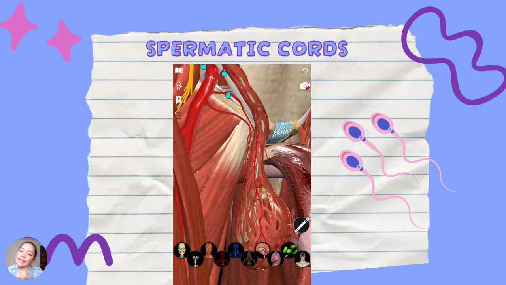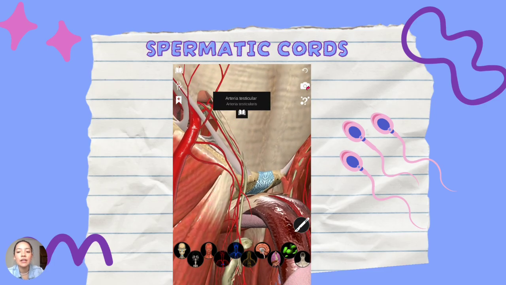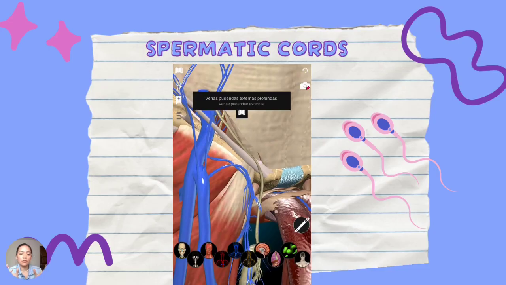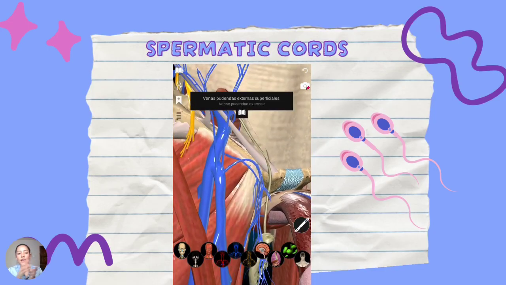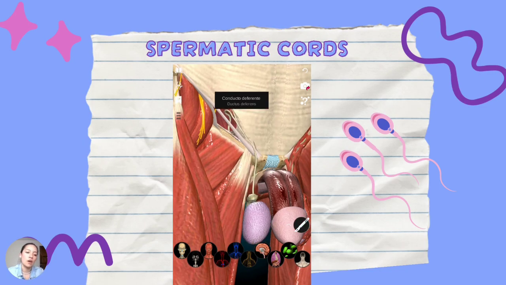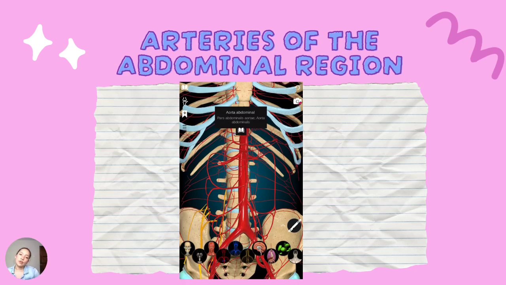Then we have the external spermatic fascia, and it's important to know that this cord is essential as the testicles' lifeline cable, because the testicles move in response to the different changes of temperature in the environment. Now we have the arteries of the abdominal region.